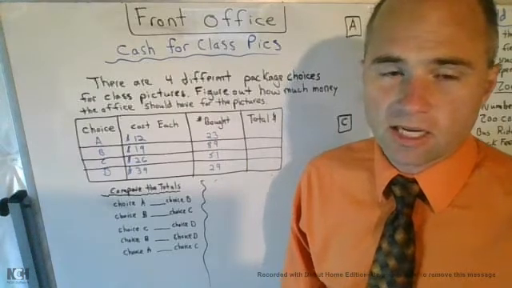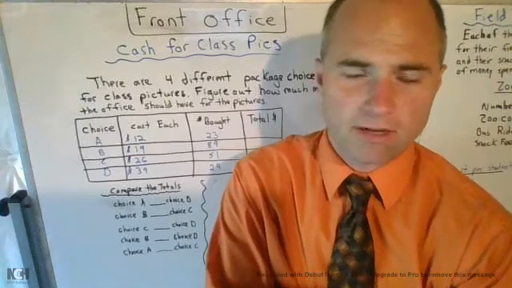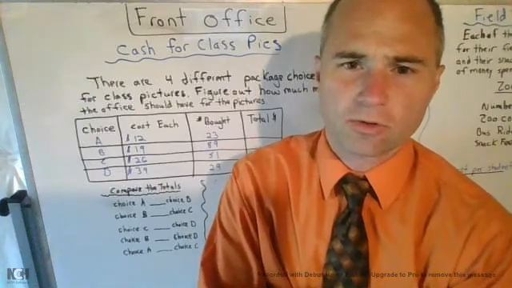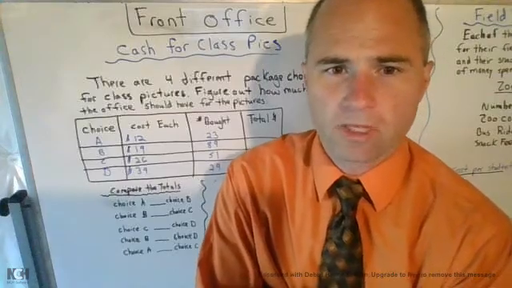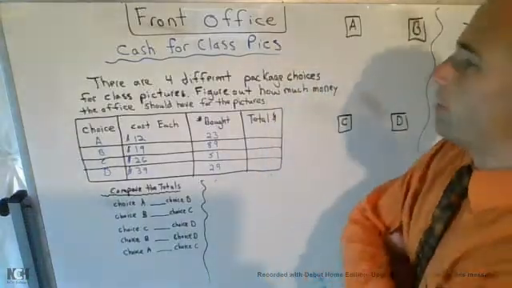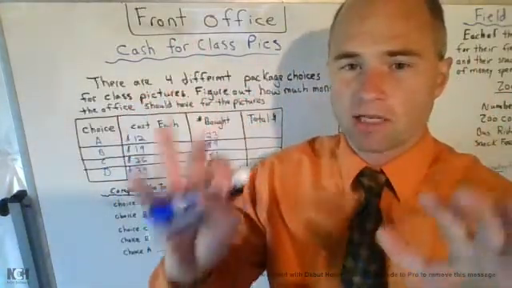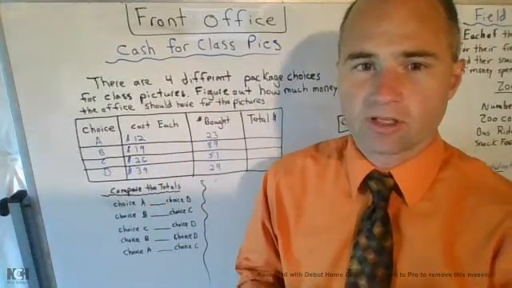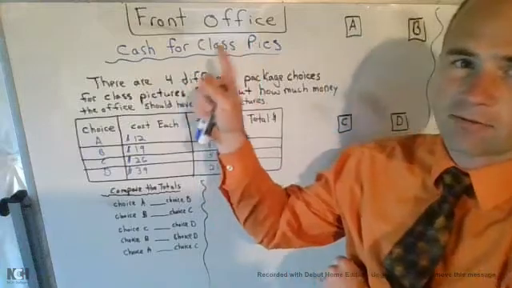So let's get started with day 26. Now this document is the same document as yesterday. It's in the Google Classroom, also on the Google Form. But let's go over and get started with this one. There are 4 different packages. So this whole thing is talking about the front office, all the secretaries, all their hard work that they put forth. Here's one thing they have to deal with: cash for class pictures.